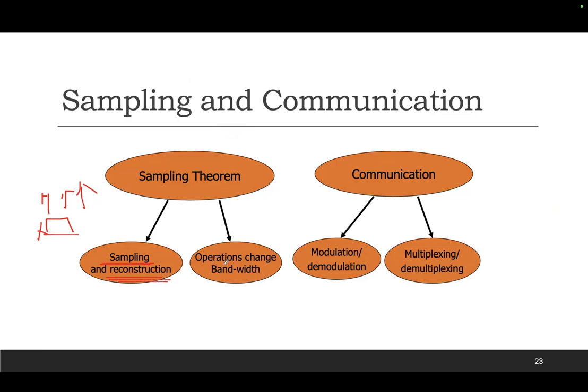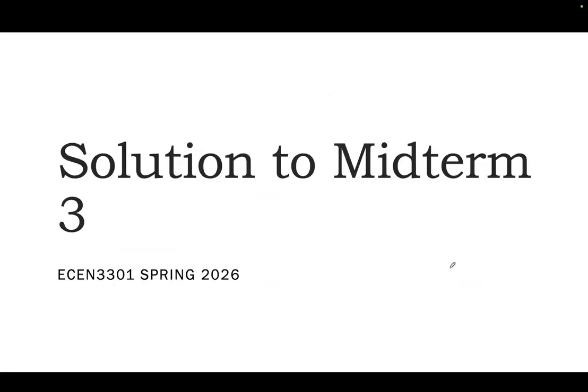And also for sampling, the operations change the bandwidth. And for communication, we talked about modulation and demodulation. Multiplexing and demultiplexing, we didn't talk about that. Sorry. Okay, this is all we talked about. So many things.